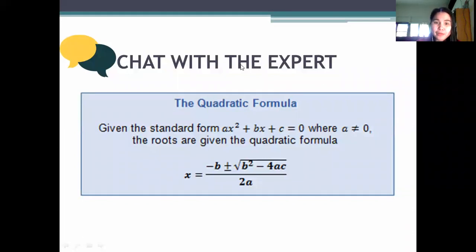For this lesson, let's talk about the quadratic formula. What is the quadratic formula? If the standard form is ax squared plus bx plus c equals 0, then to solve for x, we simply substitute in x equals negative b plus or minus the square root of b squared minus 4 times a times c, all over 2a. That's why a should never be equal to 0, or else the quadratic formula becomes undefined.